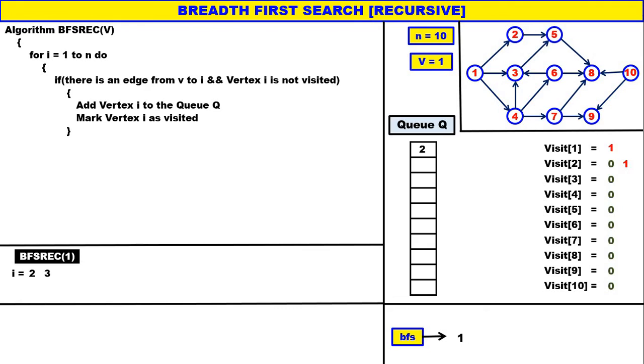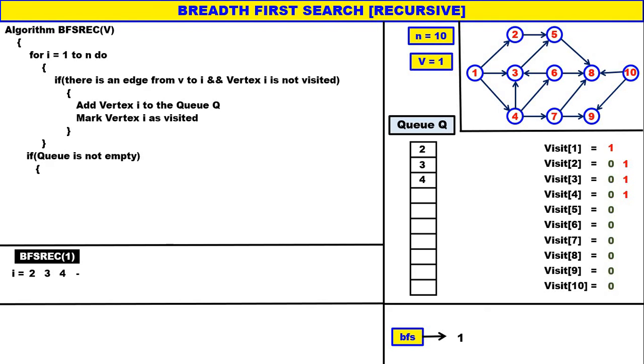That's all. Next 3, because visit of 3 is equal to 0, therefore 3. Add 3 at the end, visit of 3 is equal to 1. Next 4. 4 is added to the end and visit of 4 is equal to 1. That's all for BFS REC. Now we check whether the queue is empty. Carefully understand, if the queue is not empty, remove the front element 2 and assign it to X.